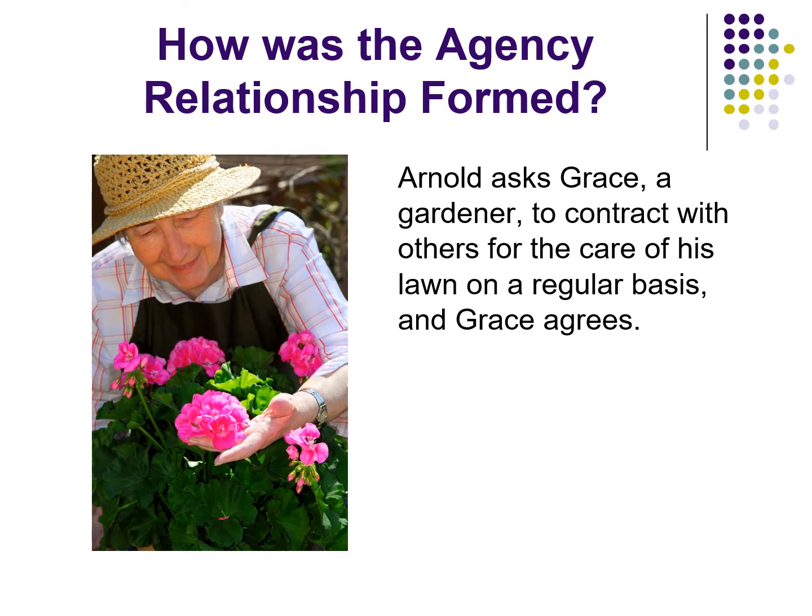Arnold asked Grace, a gardener, to contract with others for the care of his lawn on a regular basis, and Grace agrees. What type of agency is this? How was this formed? Was this express, or does this sound like ratification? Arnold asked Grace, because she's his gardener, to enter into contracts with others in relation to this lawn care. So first of all, I would say that Grace sounds like a special agent because she's only transacting business as it relates to the garden.